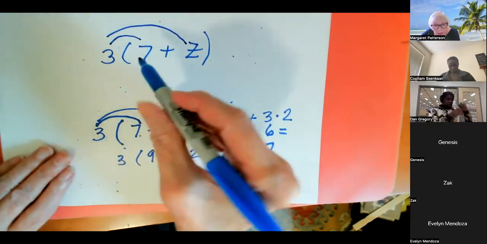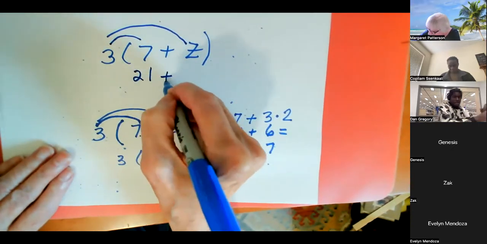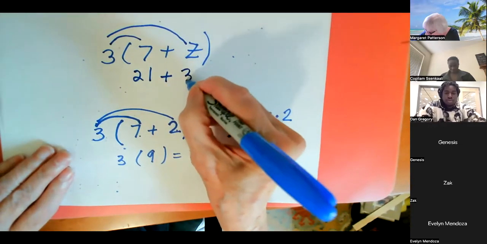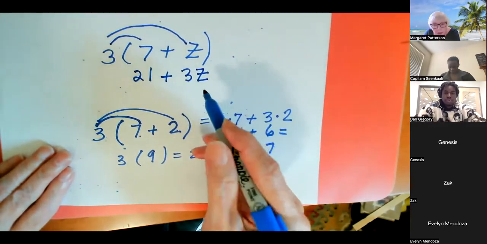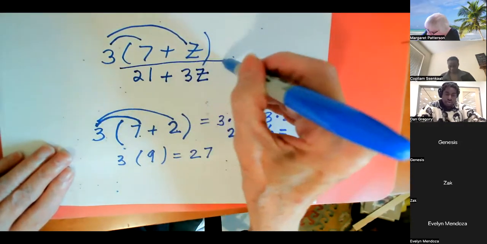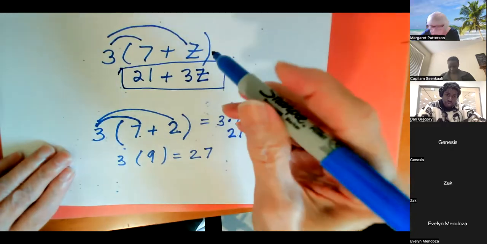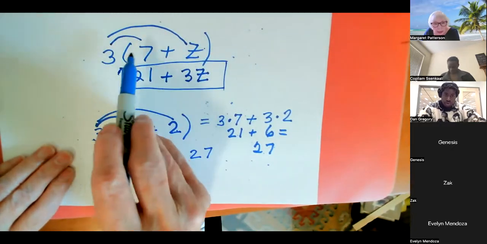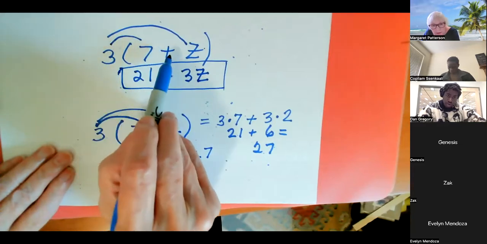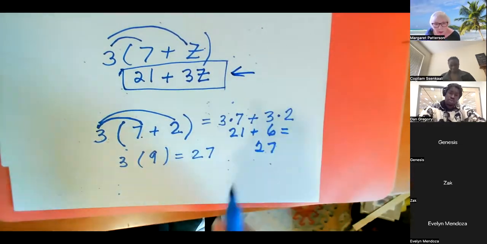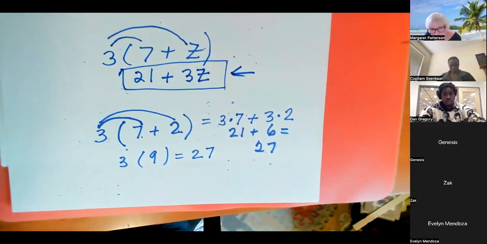So 3 times 7 is definitely 21. But this is 3 times this number Z. And I don't know what the Z stands for yet. And so there's nothing I can do about that. Somebody once taught me to make these little arcs to show it's 3 times the 7 plus 3 times the Z. This may not look like a final answer, but that's the best you can do at this point.